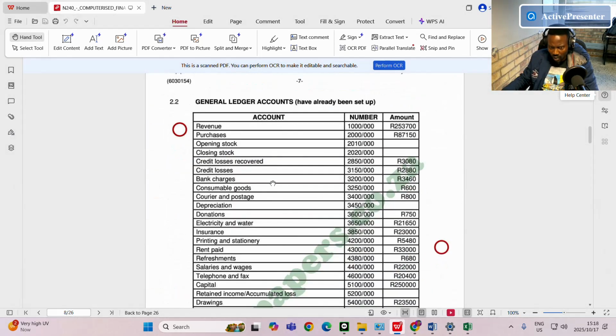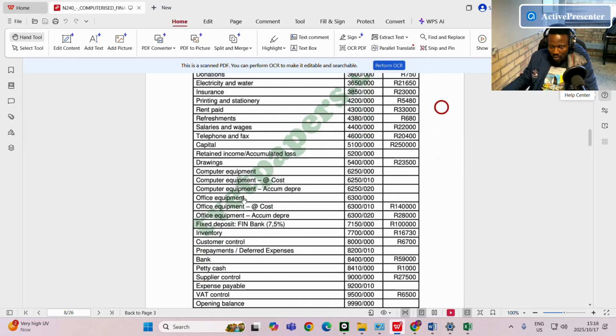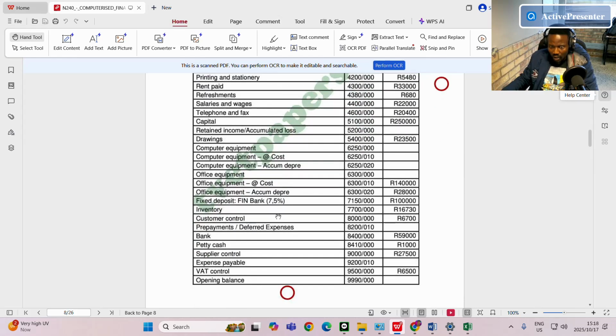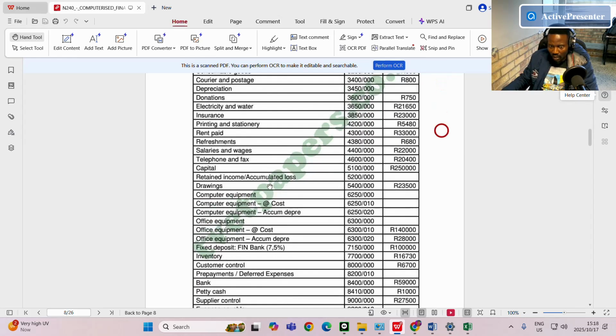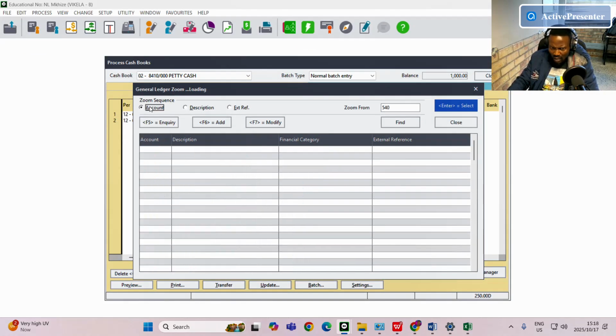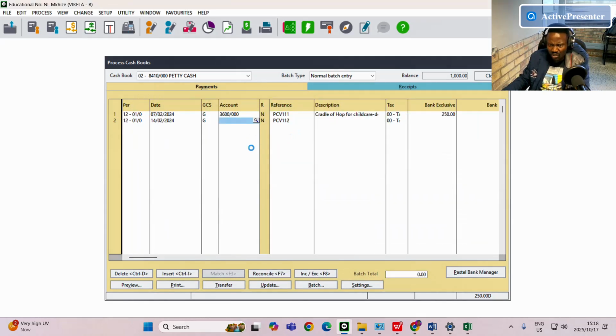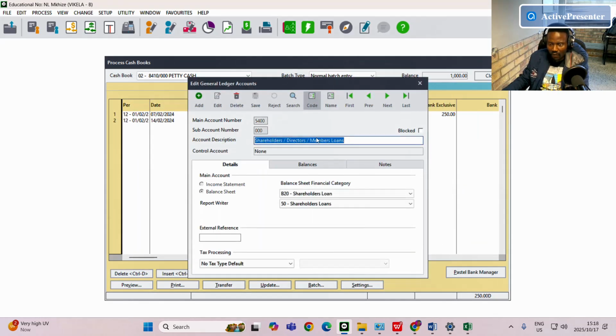Remember, there's a structure for general ledger accounts. So here's the structure. Obviously, revenue is in the nominal accounts section. So I'm just going to be searching for the balance sheet section. It's called retain... no, it's not. It is drawings, 5400. Let me use the account number 5400 and see. It's actually shareholders or members. Let me just modify to drawings. So I pressed modify, then I'm just going to write drawings.